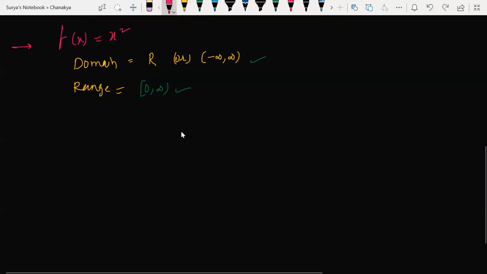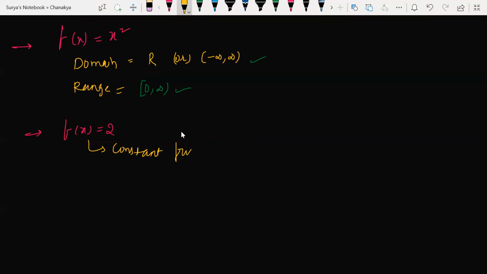I just gave a polynomial function. Now if I just talk about f of x is equal to 2, what type of function is this? This is my constant function. And if I say f of x is equal to x, simply x, this is my identity function.